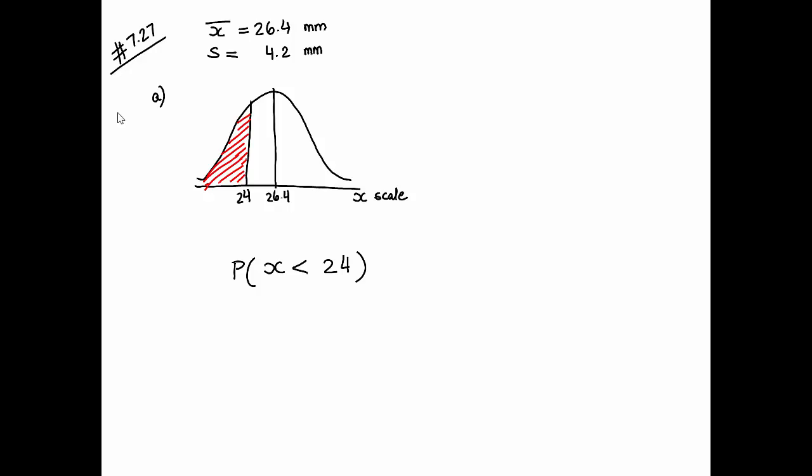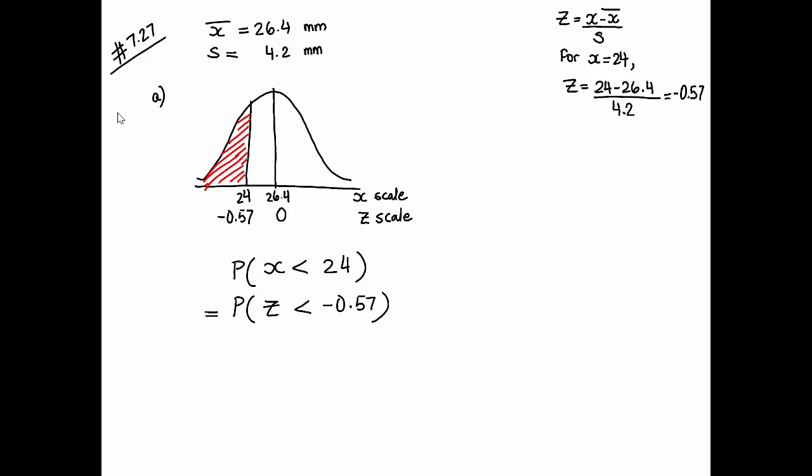Now my next job would be to convert from x to z scale. Using the z-score formula that we have from chapter 4, which is x minus x bar over s, my z-score would be 24 minus 26.4 divided by 4.2. That gives me negative 0.57. So under your x scale, you would write your z scale. In the same fashion, I would write my next probability step by saying probability that z is less than negative 0.57.